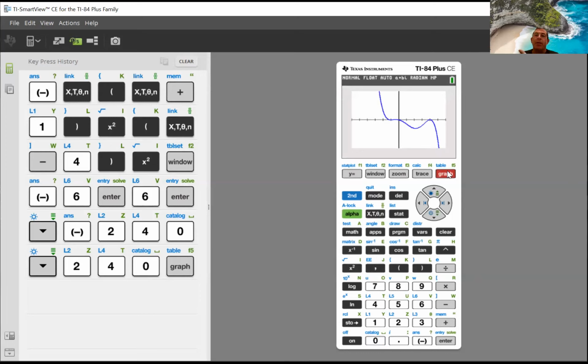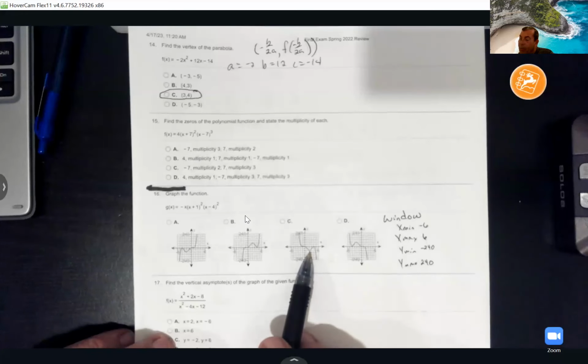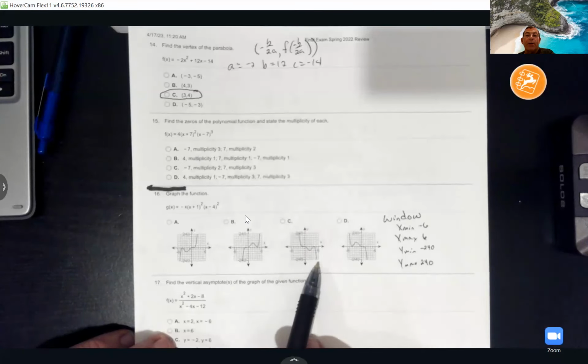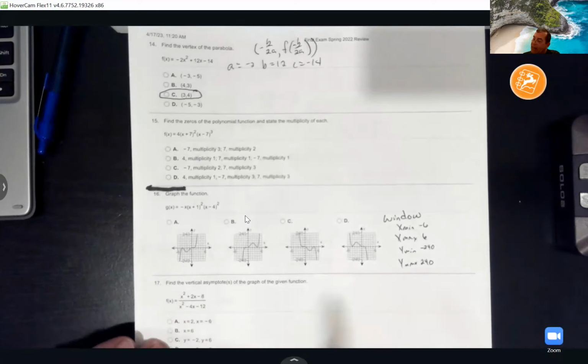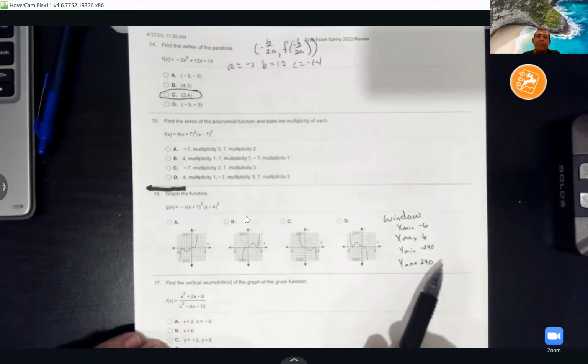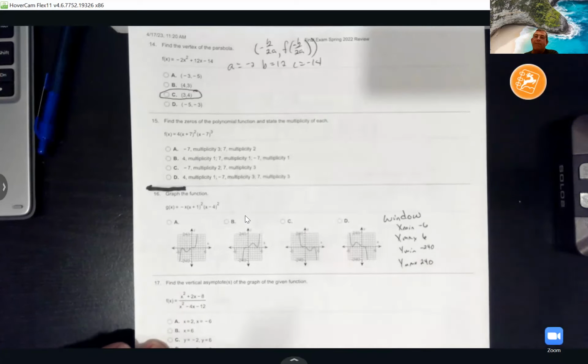All right, so notice it comes down. I'm going to show you the 4 graphs on that one. So remember what we got. If you notice on the 4 graphs, I would go with C. It was the one where it came down and then touched and went down, okay? So that one, graph it, use the window like I said. Set that window and then graph it and be done.